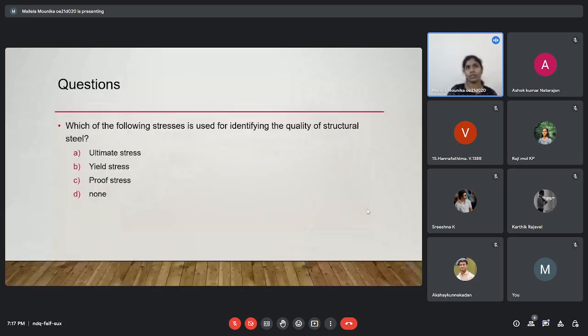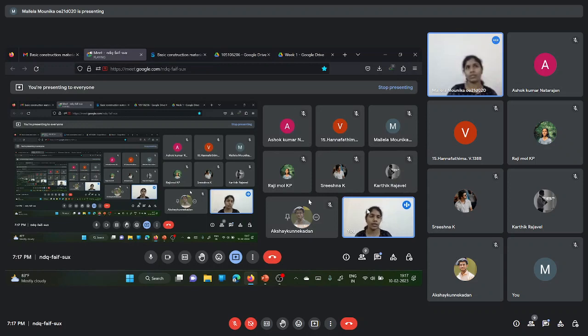The first question is, which of the following stresses are used for identifying the quality of structural steel? Can anyone answer the question? Actually, this is the doubts clearance session, so you can feel free to ask any kind of questions. And if the conversation goes in wider ways, it would be better for both of us.